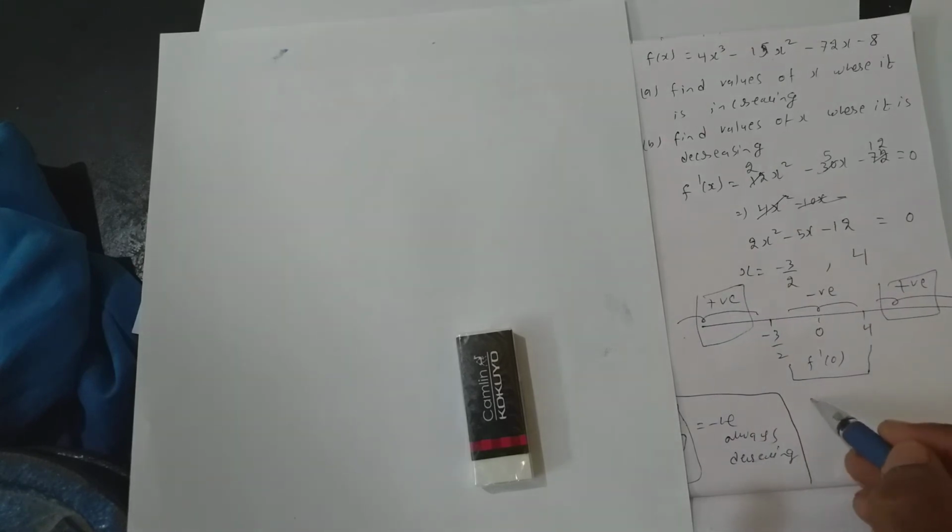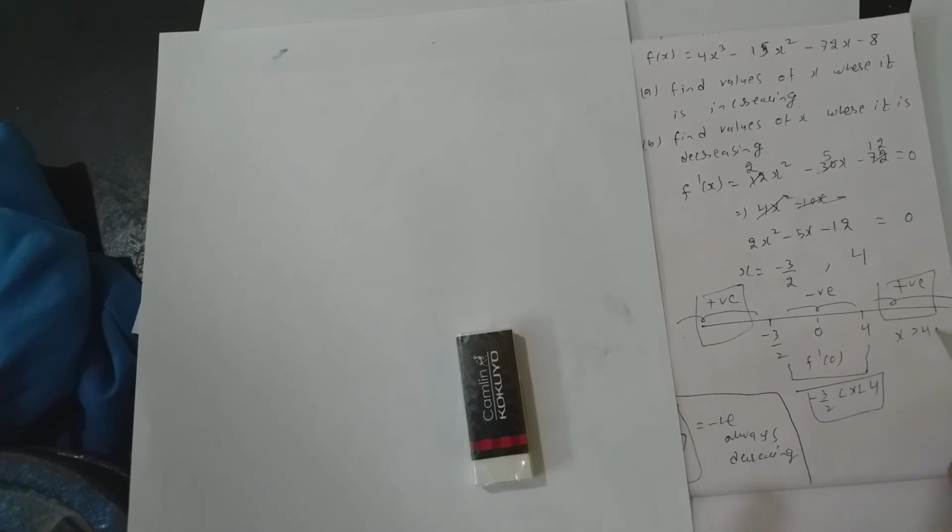Is the sum clear? So minus 3 by 2 less than x less than 4, it's decreasing, and x less than minus 3 by 2 or x greater than 4, it is increasing. It is same like the modulus sum. There also we used to check where it is increasing or decreasing. There you used to see where it is positive, where it is negative, and inequality used to be there. But here if a negative sign comes, it means decreasing, positive means increasing.